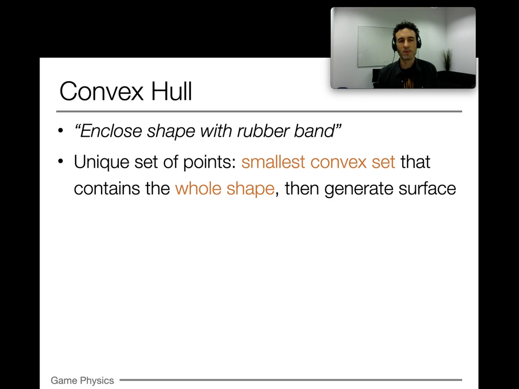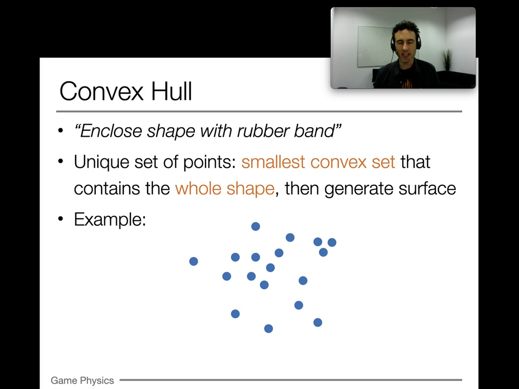This is mathematically also uniquely defined: the smallest convex set of points from which we can generate a surface to enclose the shape. And right here I have a small sample animation. If we have a collection of points, we can imagine snapping a rubber band around them from the outside, basically closing the sides of that object, the outer region.